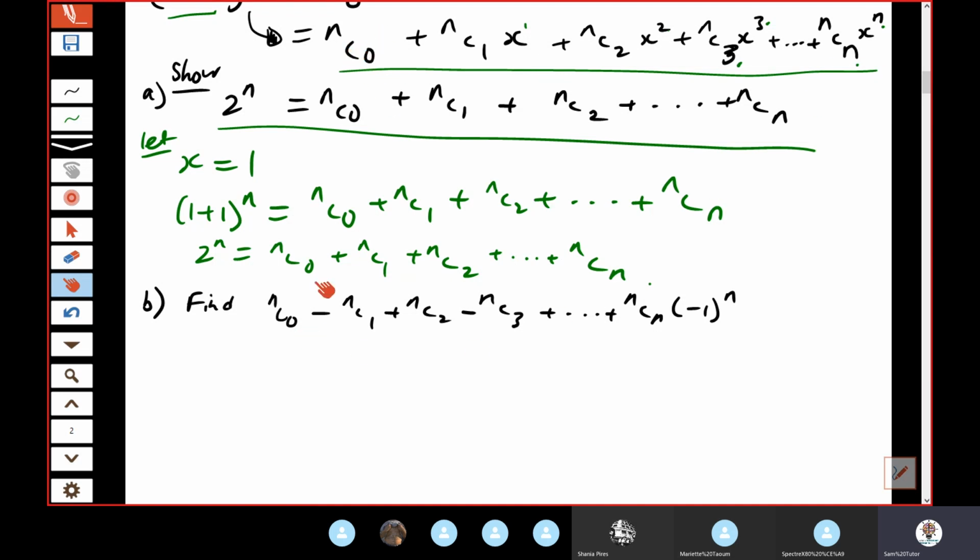See, n choose 0, n choose 0, n choose 1, n choose 1. But then what's also happening with these? It's alternating, interesting. It's alternating every odd one as well. Then keep reading this, and the last one is minus 1 to the n. So x is minus 1. See how simple that was?